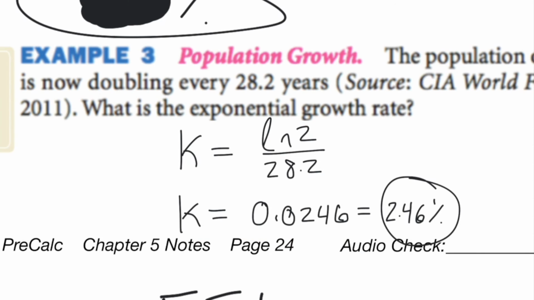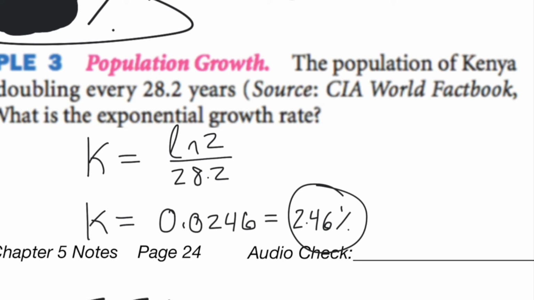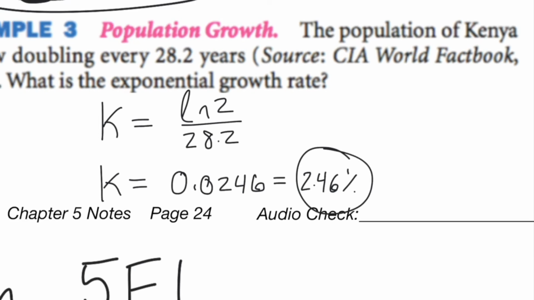Which is just about as heavy as mercury is. Do you know how dense mercury is as an element? It's crazy dense. It's so heavy. It's like liquid metal. It is a liquid metal. So that's why it's 2.46, because you have to move the decimal point twice. That was your audio check, by the way.